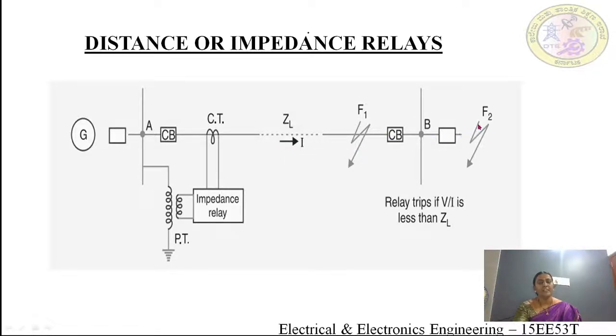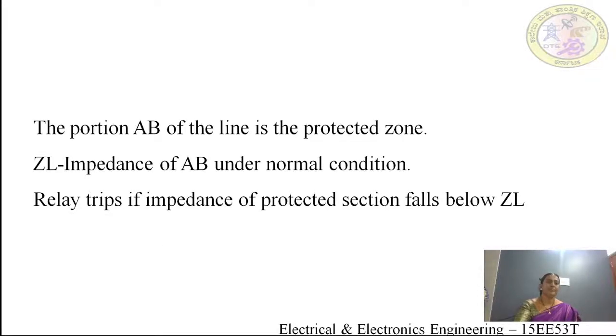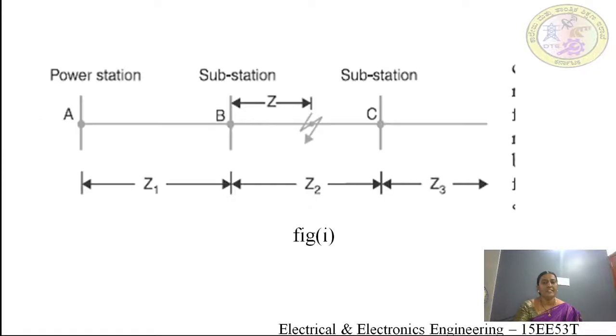And suppose a fault occurs at F2. This impedance relay will not operate, because it operates only for a fault in the zone, that is, a fault on the line AB only. Now let us see, the portion AB of the line is the protected zone. ZL is the impedance of AB under normal condition. The relay trips if the impedance of the protected section falls below ZL.